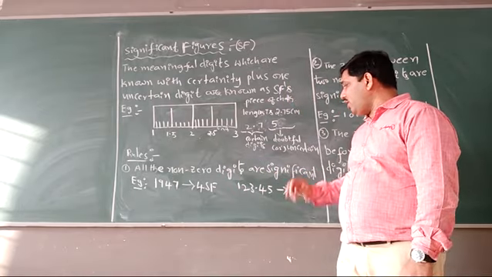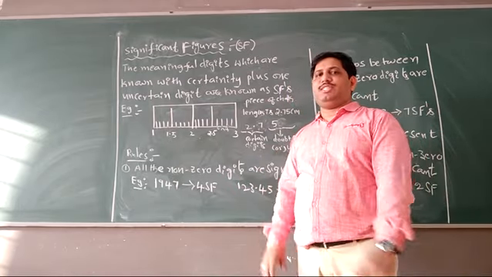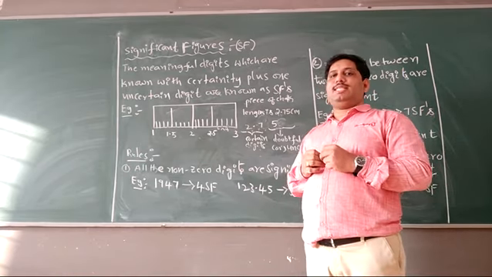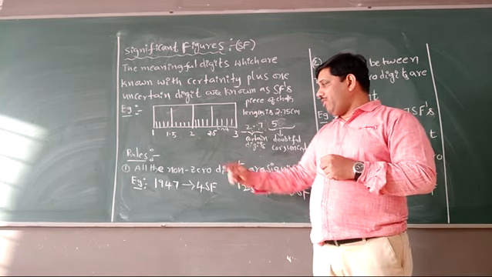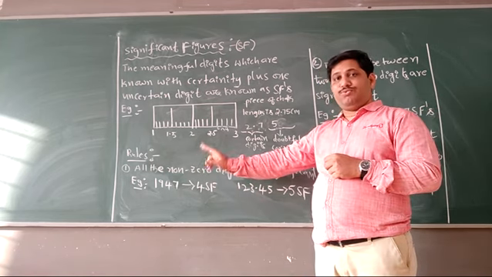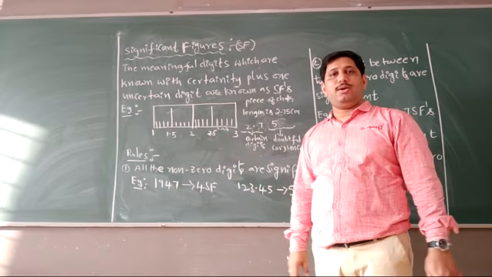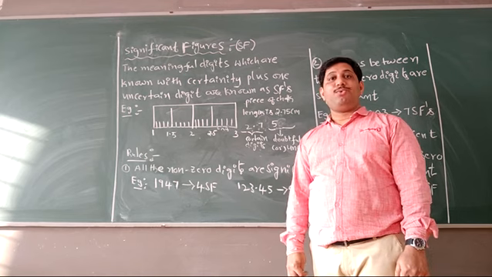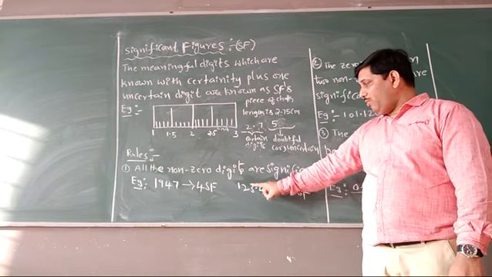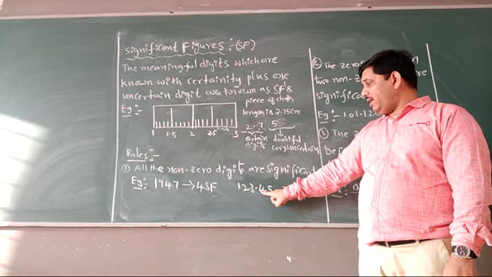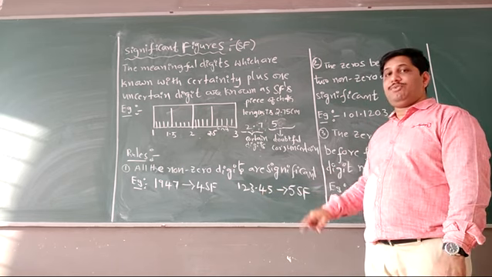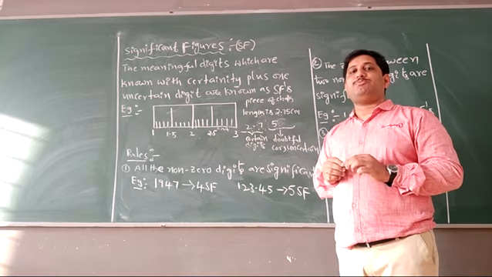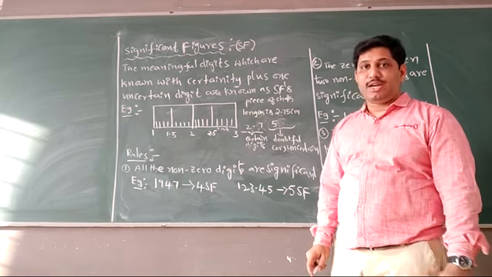All the non-zero digits are significant. All the non-zero digits present in the result of the experiment are always significant. Example, students, 1947. In 1947 all are non-zero digits. Hence, there are 4 significant figures. Similarly, students, 123.45 contains 5 numbers. Hence, 5 significant figures are present because all the non-zero digits in the result of the experiment are significant in nature.